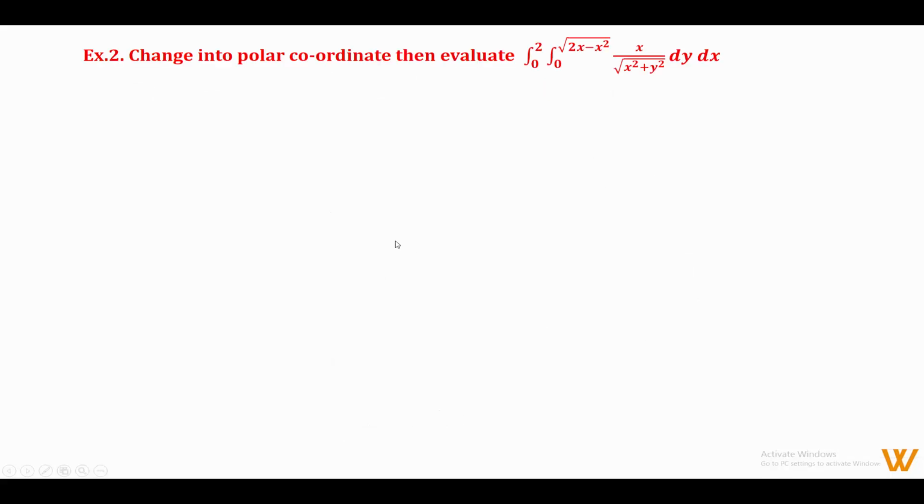Example number 2. Change into polar coordinates and then evaluate: integration limit 0 to 2, integration limit 0 to square root of 2x minus x square, x upon square root of x square plus y square, dy dx. This means evaluate this integration by changing Cartesian coordinates to polar coordinates.